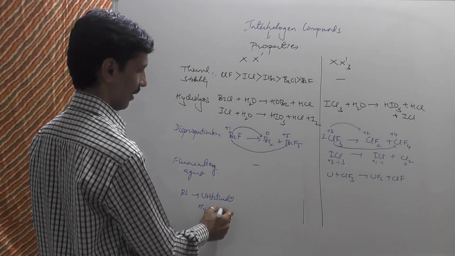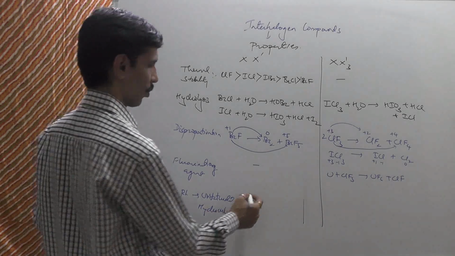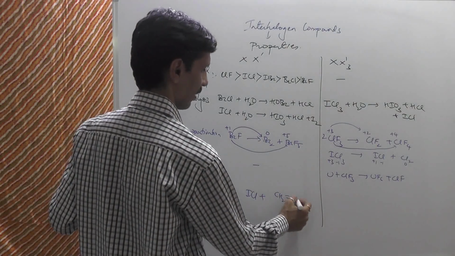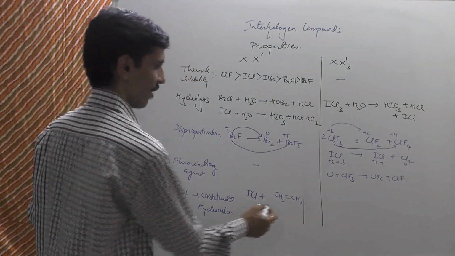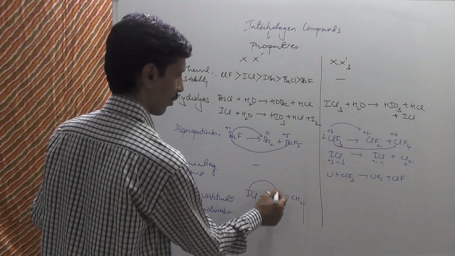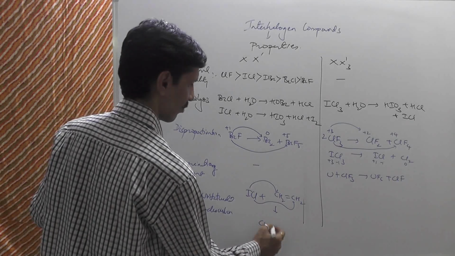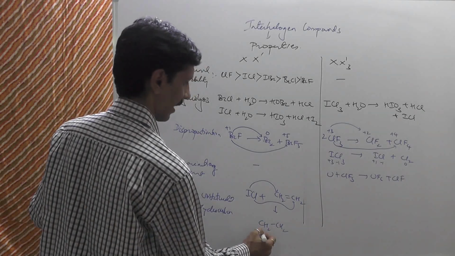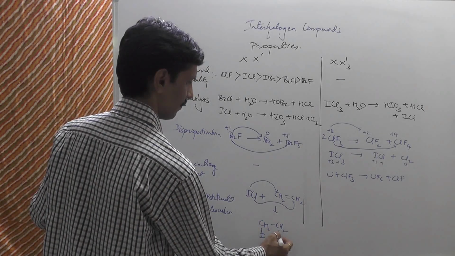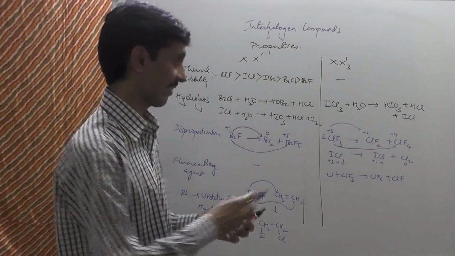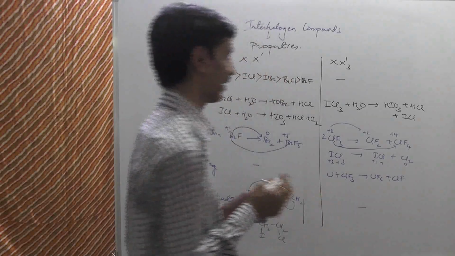Now the simplest unsaturated hydrocarbon which I am going to consider is CH2=CH2, that is ethylene. As a result, one I goes to this carbon and the Cl goes to the other carbon, and in this way we get CH2-CH2 with I and Cl. Okay, it will be formed like this. So these are some of the reactions. Here it is not possible, so I just put a dash over here.